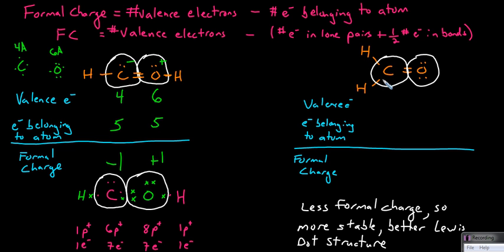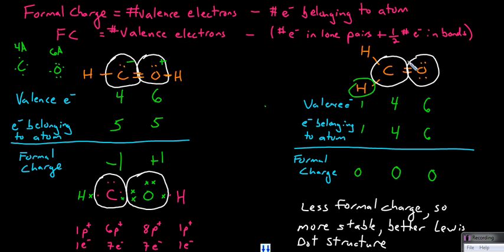But what about this form? Take a look at the hydrogens. They each brought 1 valence electron, and they each have 1 valence electron belonging to them. They have 0 overall formal charge. But what about the carbon here? Carbon brings 4 valence electrons. Right now it has 1, 2, 3, 4 electrons belonging to it. No difference. 0 formal charge. Oxygen brought 6 valence electrons. Right now it has 2, 4, 5, 6 valence electrons belonging to it. 0 formal charge. There's 0 formal charge on this form.